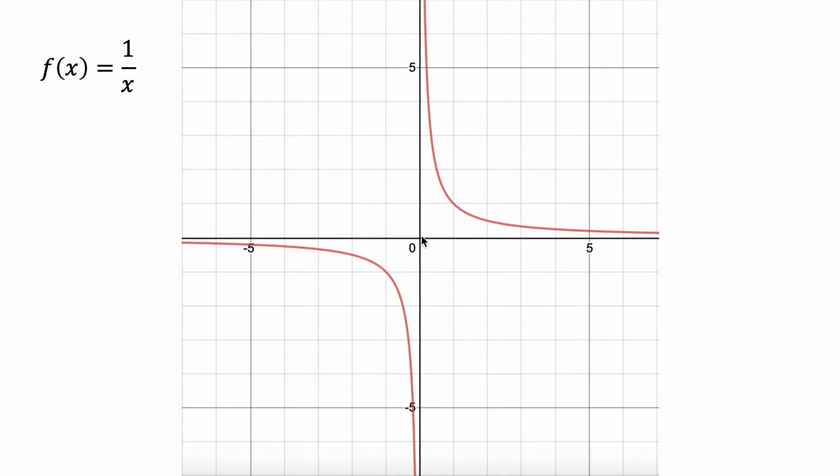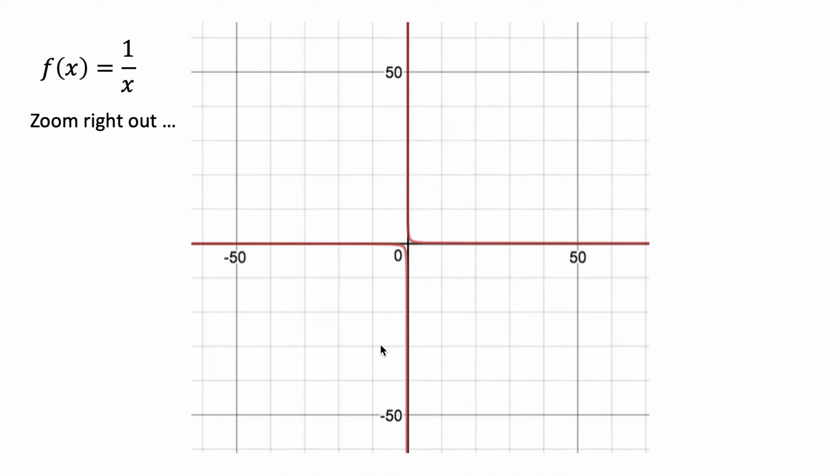So we end up with a graph like this, where the curve keeps getting closer and closer to the axes and never crossing. Closer and closer to the axes and never crossing. You can actually see that if I've zoomed out now, and you can see that, well, you can't really see, but you can imagine here that it's getting closer and closer but not crossing the axis. It's really hugging the axis.